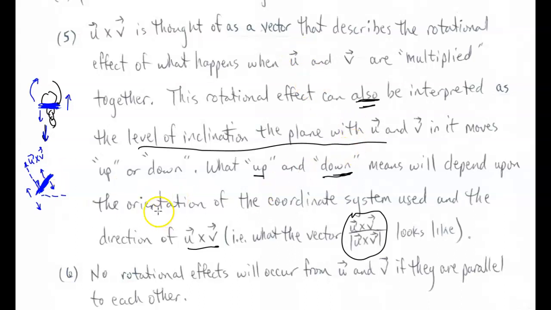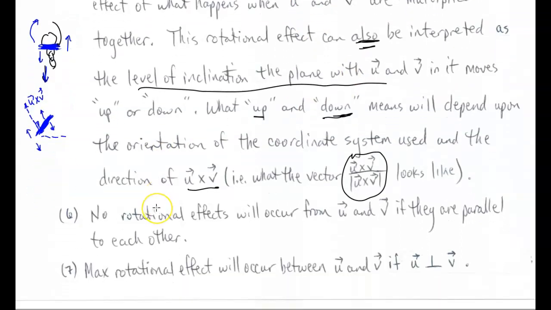Now, the next characteristic that we want is to make sure that there are no rotational effects if the vectors u and v are parallel to each other. For instance, if I have some vector u here, and another vector v, and these two vectors are pointing in the same direction, then of course the angle in between them is going to be 0. If I have a vector act upon another vector, all pointing in the same direction, there's nothing that's going to make it rotate.